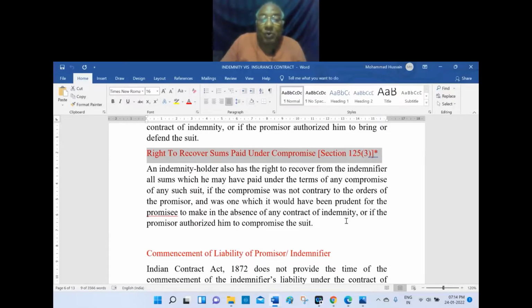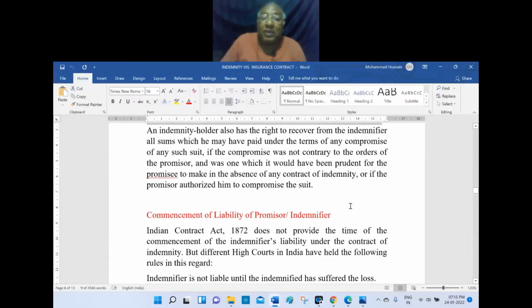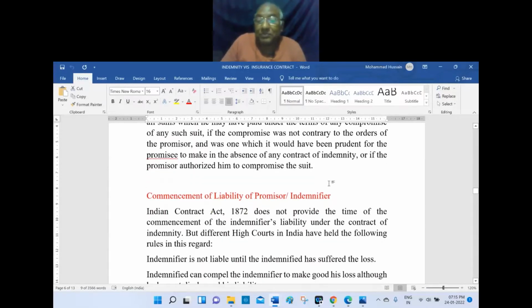Here the promisee means the indemnity holder. When he compromises, the amount which he pays to the victim, the person who got injured, can be reimbursed from the insurer, provided it is not against the promise made with the promisor, that is the insurer. So that is the whole idea behind it. I believe it is clear.